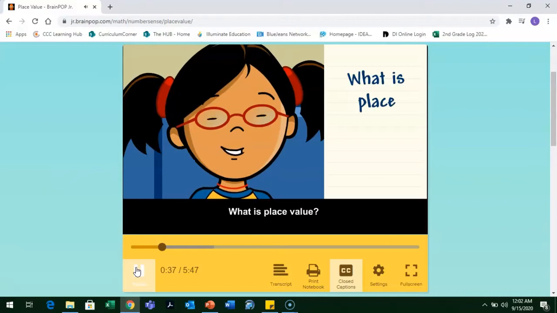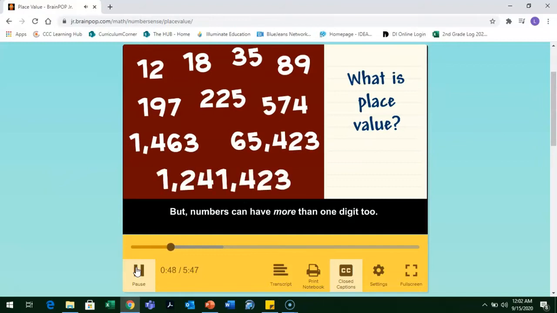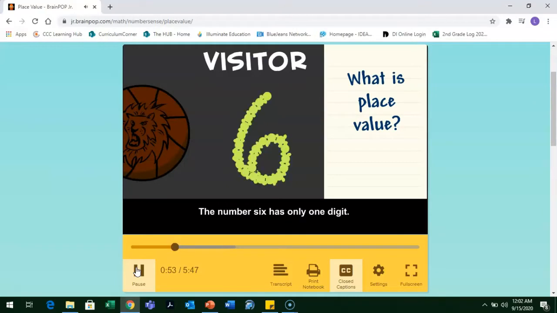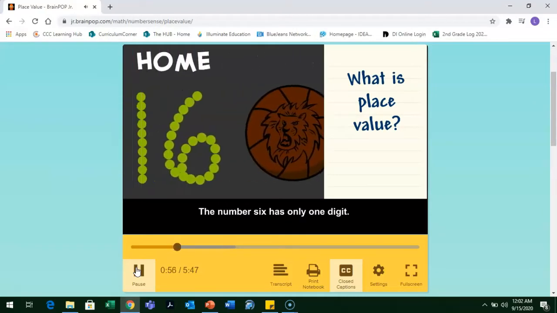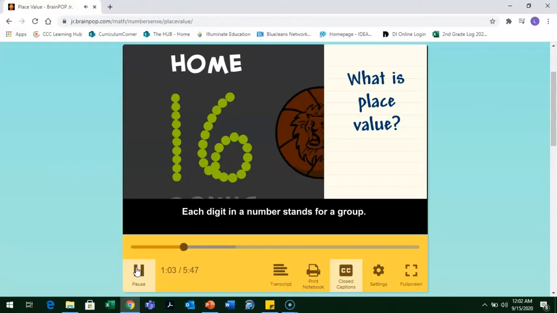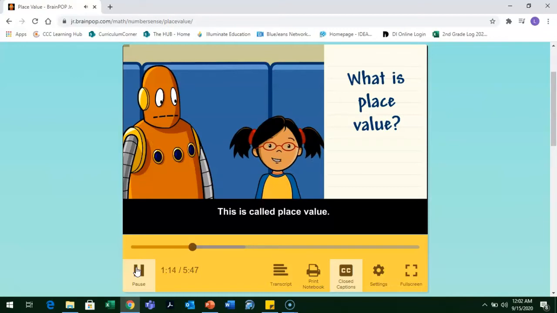What is place value? Numbers can be made up of just one digit. But numbers can have more than one digit too. The number 6 has only one digit. The number 16 has 2 digits, 1 and 6. Each digit in a number stands for a group. The value, or how much each digit stands for, depends on its place in the number. This is called place value.